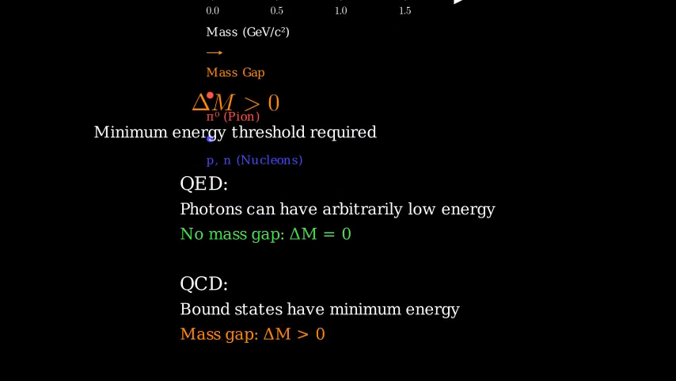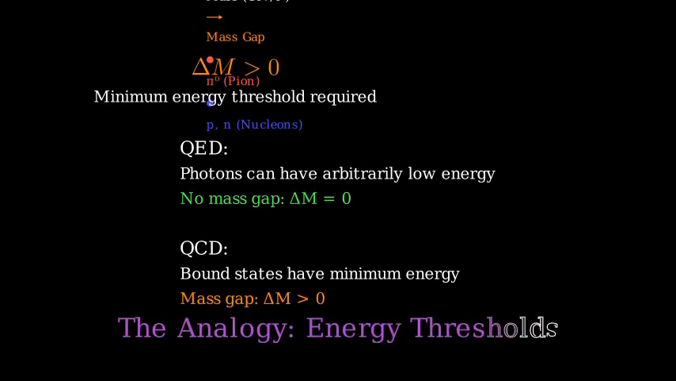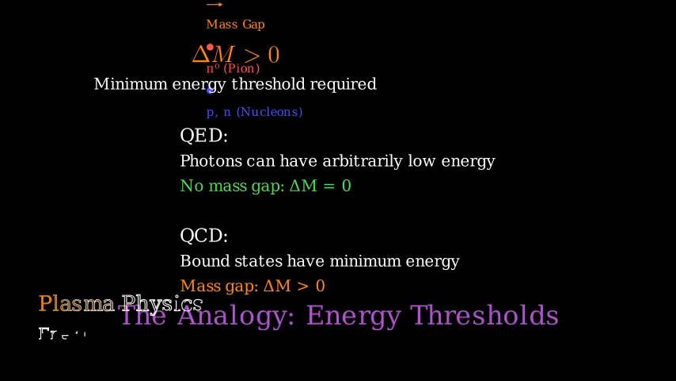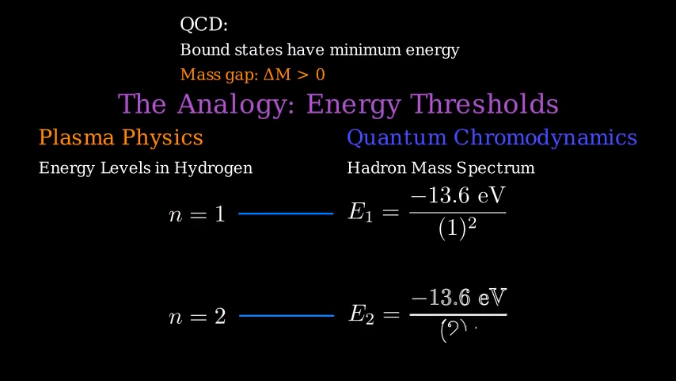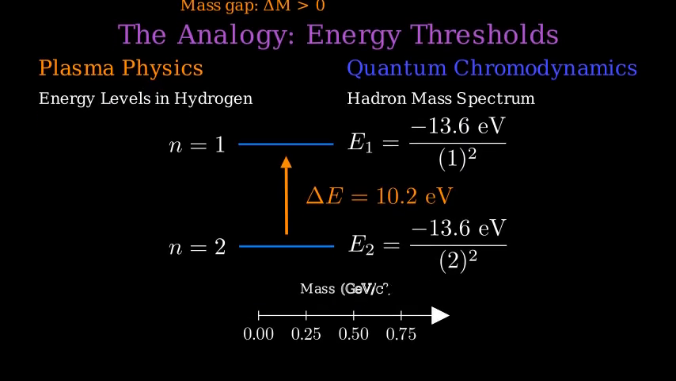Now, let's explore the core analogy between plasma physics and QCD. In hydrogen plasma, electronic transitions only occur when the excitation energy exceeds a certain energy threshold, delta E. For example, the Lyman alpha transition requires exactly 10.2 electron volts. Similarly, in QCD, bound states of quarks and gluons can only form when enough energy is available to overcome the mass gap, delta M. The lightest known meson, the pion, has a mass of around 140 MeV/c squared.